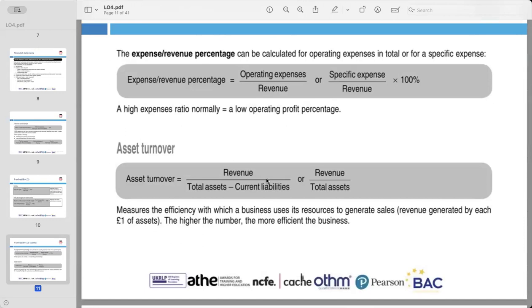Assets turnover ratio evaluates how effectively a company utilizes its assets to generate revenue. It is calculated by dividing revenue by total assets, or by total assets minus current liabilities. Higher assets turnover ratios indicate more efficient utilization of assets, resulting in increased revenue generation per unit of asset investment. So this metric helps assess the efficiency and productivity of a company's asset management strategies.